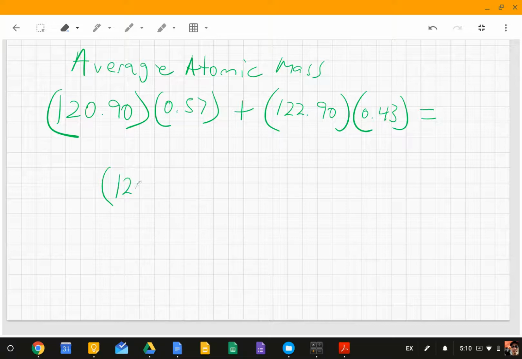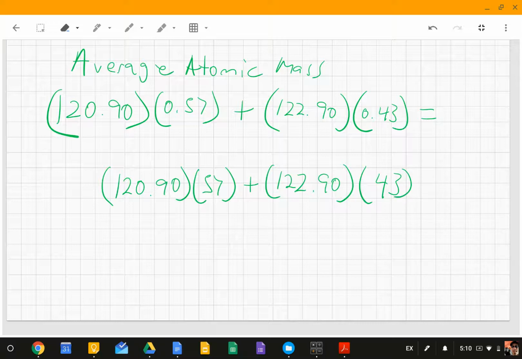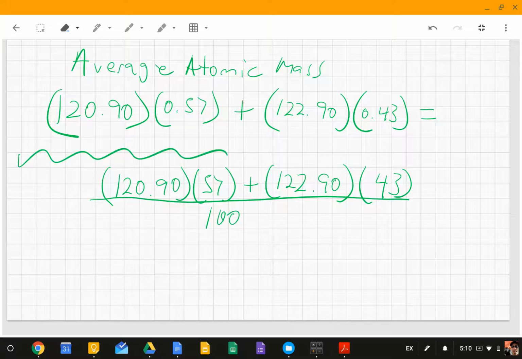So if you do the mass of one isotope times its percent abundance, 57, plus the mass of the other isotope, 122.90, times its percent without moving the decimal. To fix this issue, we can just divide everything by 100. So you have two totally acceptable answers here, the top part and the bottom part. Those are both acceptable ways of showing the math, and you will get credit for both.